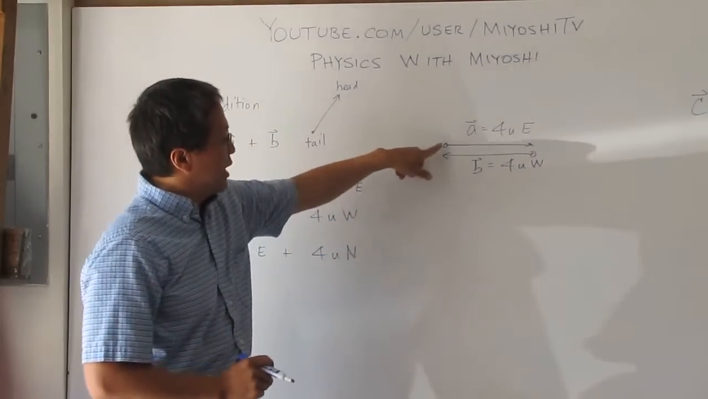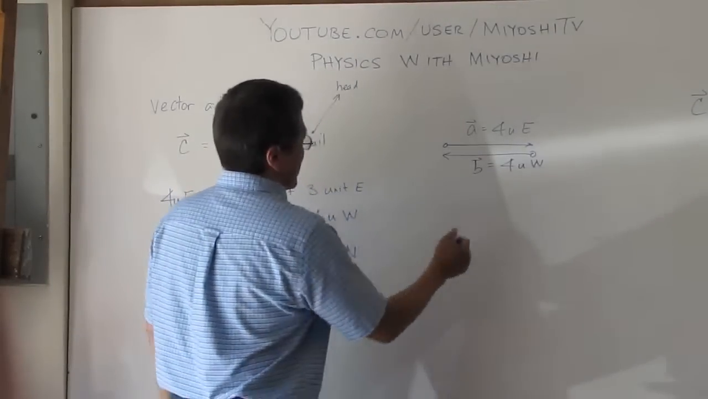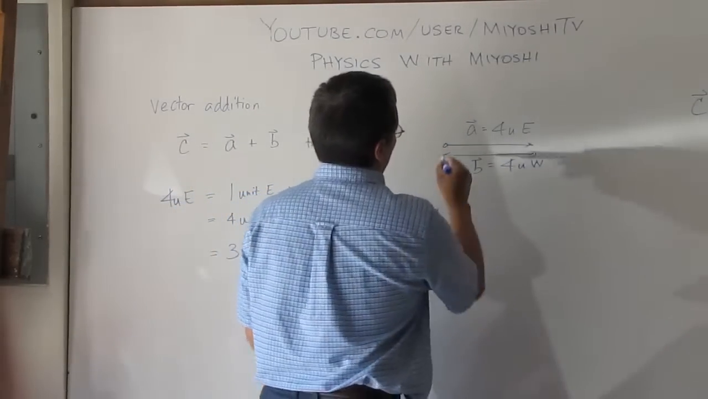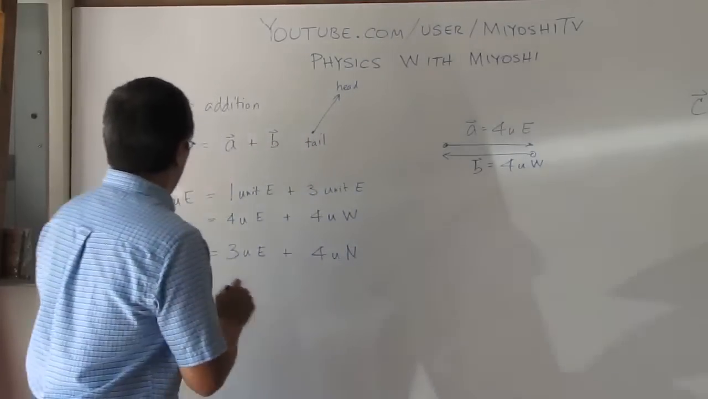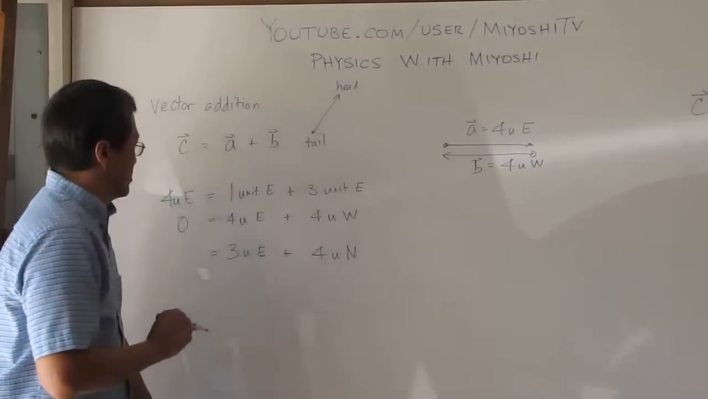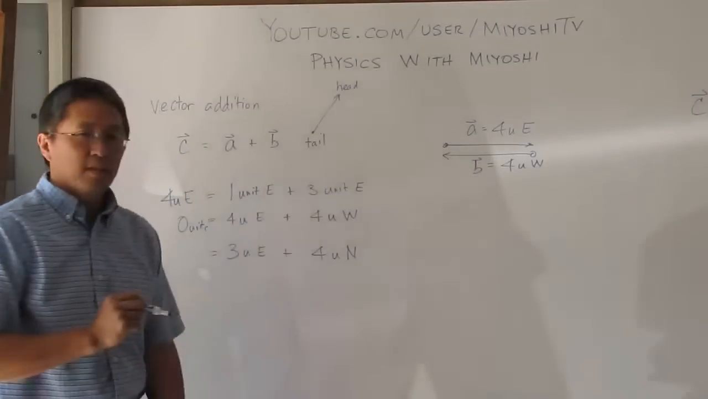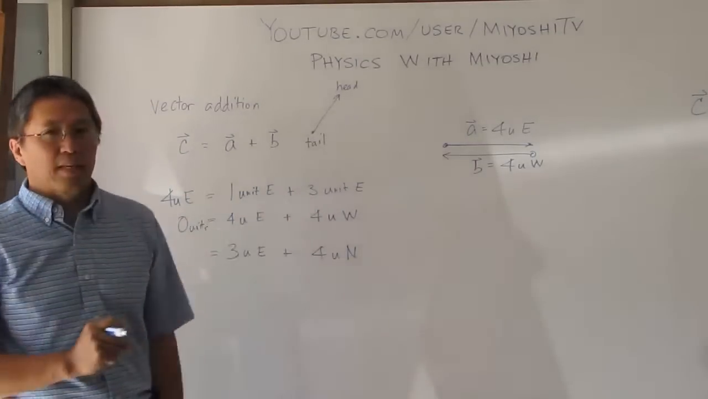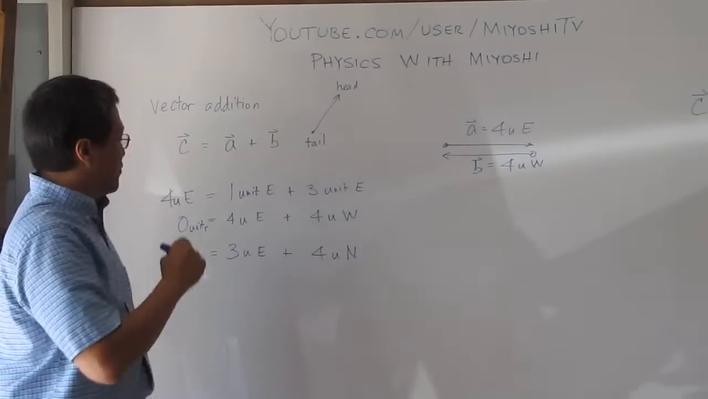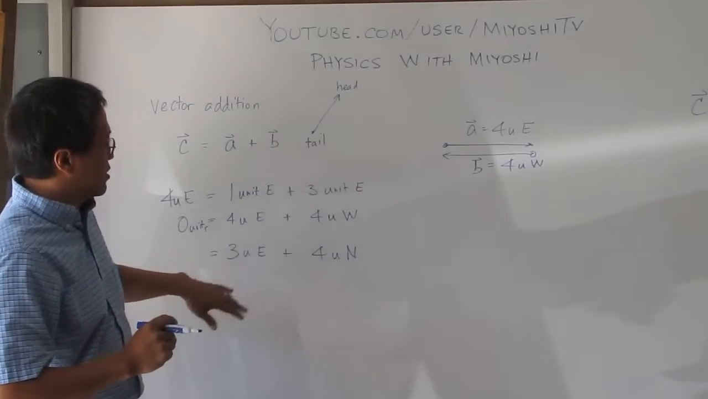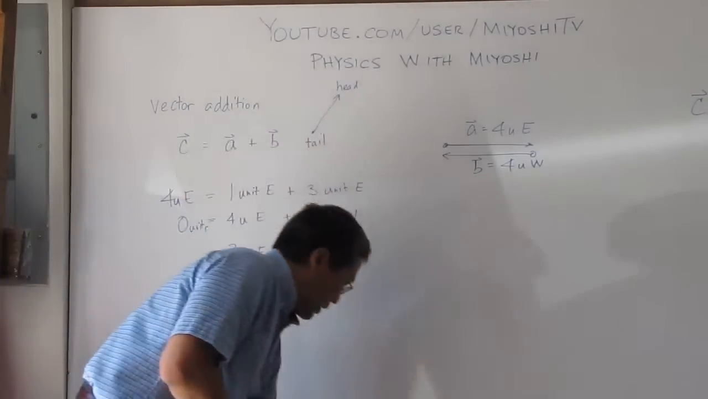So in this case, I end up back where I started, so the resultant is 0, because I end up exactly where I started. And you can put 0 units. Obviously, you do not have to put any direction, since 0 doesn't have any magnitude and it doesn't have any direction.